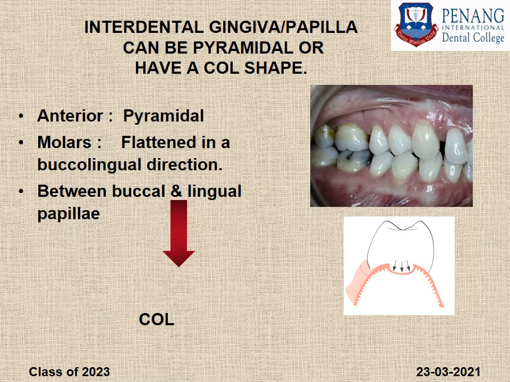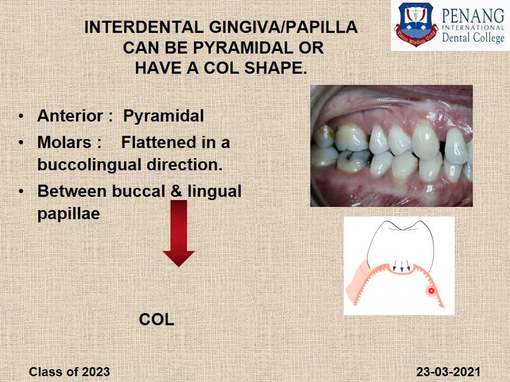Now coming on to the interdental gingiva. We also call it the interdental papilla. It could be either pyramidal shaped or col shaped. Pyramidal shape is usually seen in your anteriors, because there is a tight contact between your teeth. In the posteriors you have two pyramids like this, connected by a depression like this. So it is a kind of tent shape, otherwise known as a col shape, in the case of your posterior teeth.